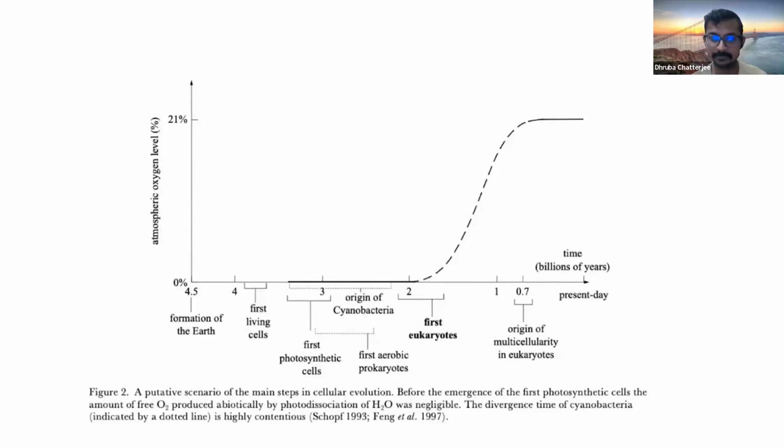So it was only after the advent and evolution of these photosynthetic organisms that there was a considerable increase in the proportion of oxygen in Earth's atmosphere, which made aerobic respiration possible. And aerobic respiration facilitated the generation of much higher amounts of energy from the same number of substrate molecules.